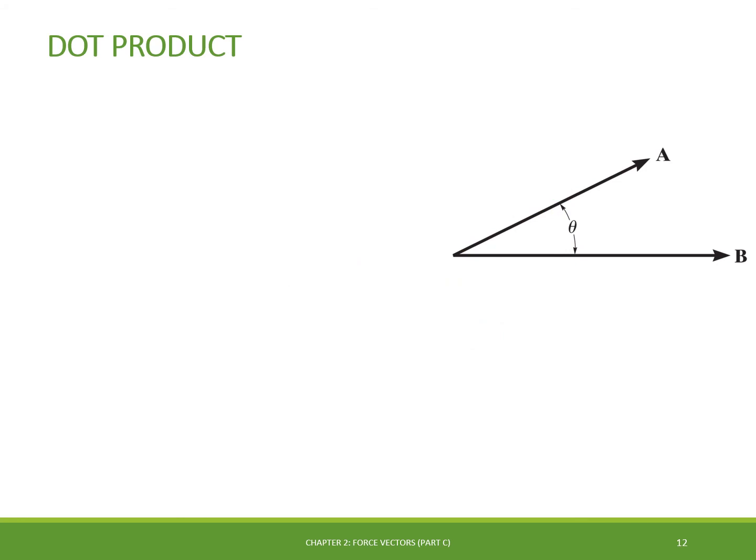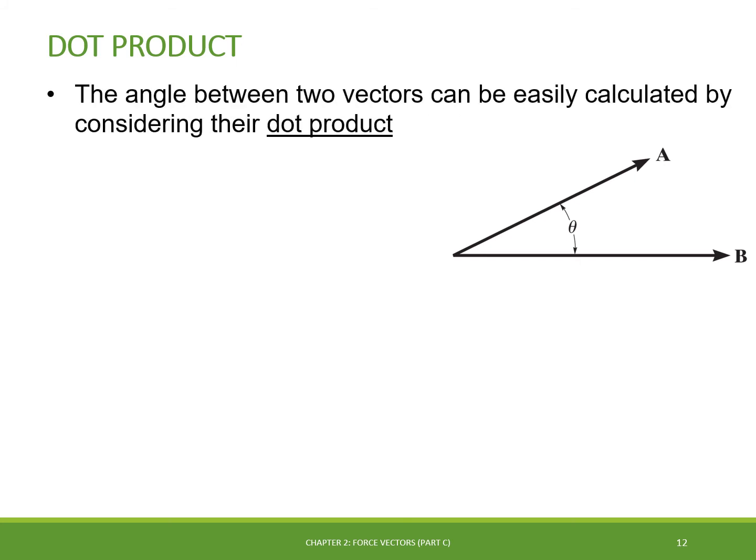A very common problem in statics is how we can find the angle between two force components, assuming that we fully know their respective magnitudes and directions. This can be easily solved by considering the dot product between them, which is represented by this formula, where the angle between the two vectors must be between 0 and 180 degrees.